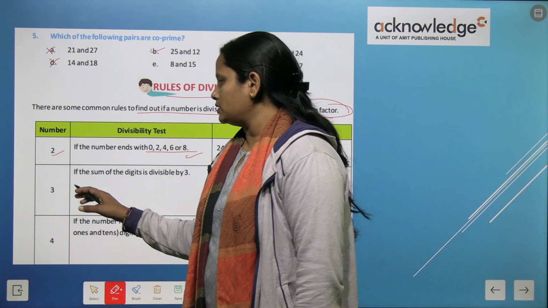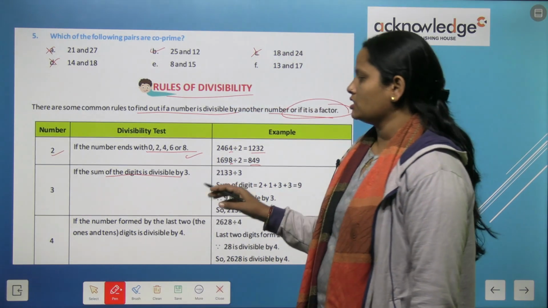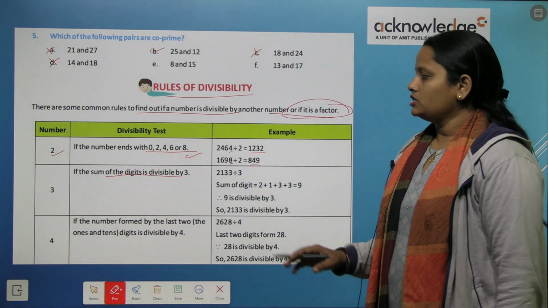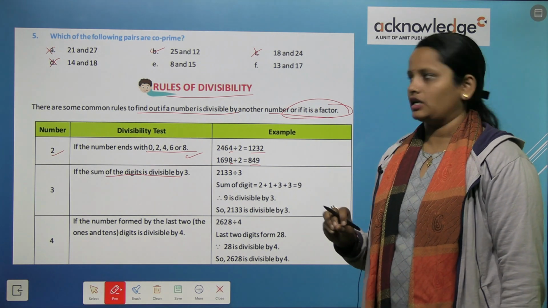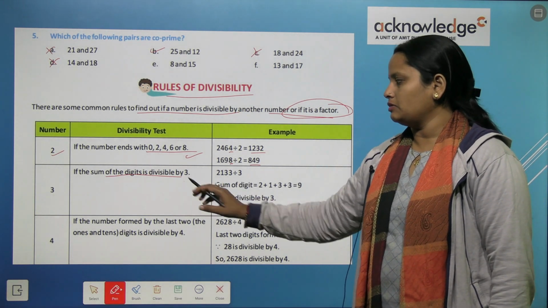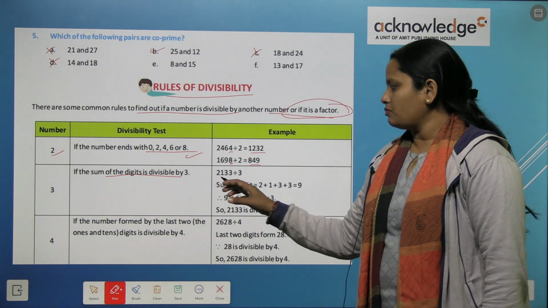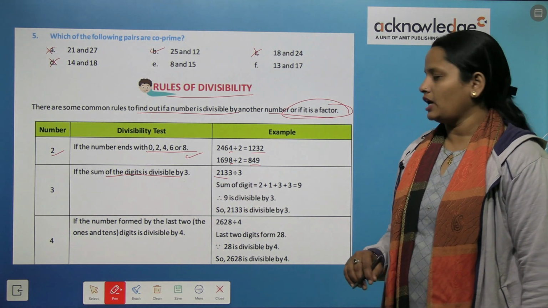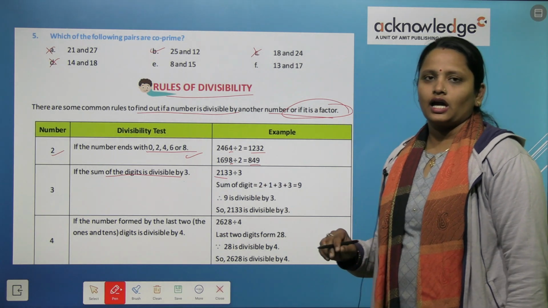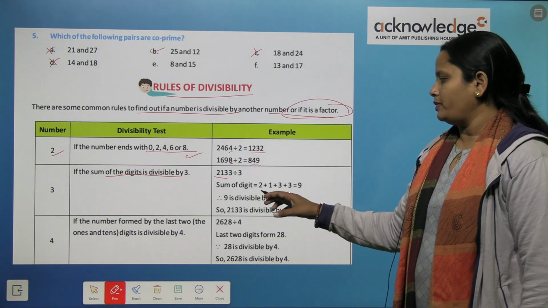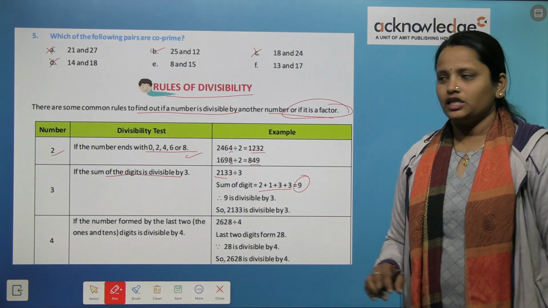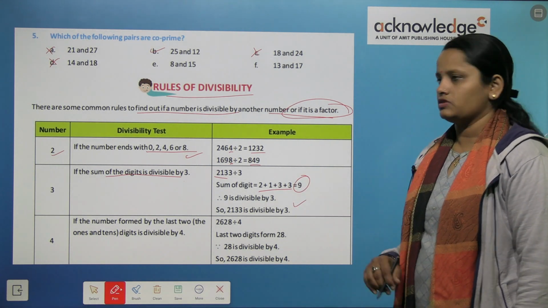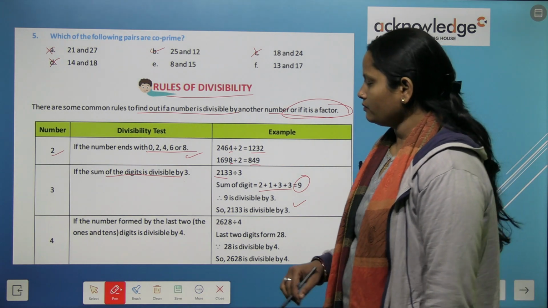Now 3 का divisibility test क्या है, if the sum of all the digits is divisible by 3. जितने भी numbers हैं उसके जितने भी digits हैं उन्हें हम प्लस करेंगे. प्लस करने के बाद वो 3 की टेबल में वो नंबर आना चाहिए. फॉर एग्जाम्पल 2133 एक नंबर दिया गया है. अब आपको बताना है कि क्या ये 3 से डिविजिबल है तो हमने 2 + 1 + 3 + 3 कर दिया तो आंसर आया 9. क्या 9 आता है 3 की टेबल में? यस. सो दिस नंबर इज डिविजिबल बाय 3.